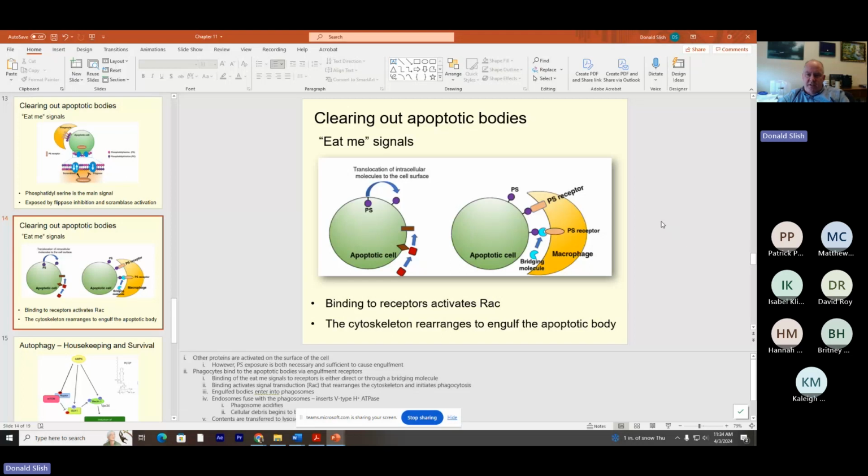Okay, so that is the eat me signal. It's basically phosphatidylserine, as we talked about in chapter 2. Okay, that's it for what I did on Monday, 11:30.